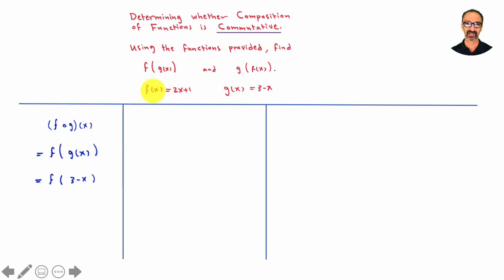Now what does f do? Anything we have as an input, which is x, we need to multiply it by 2 or double it, then increase the amount by 1. So let's multiply this by 2 and increase it by 1.